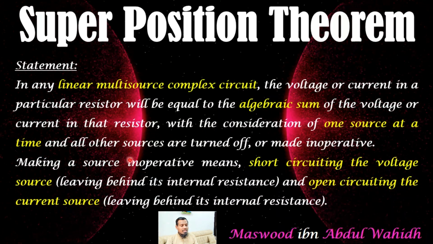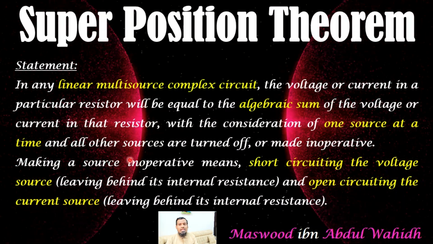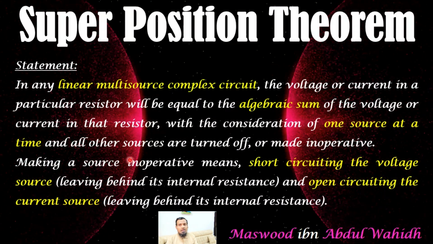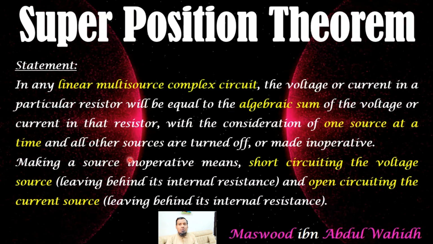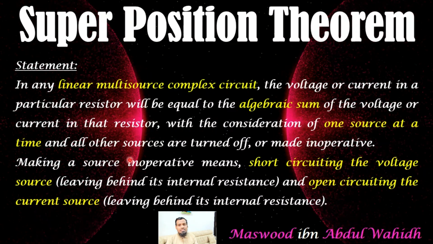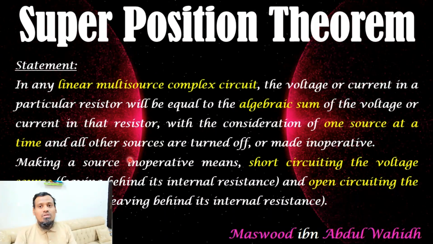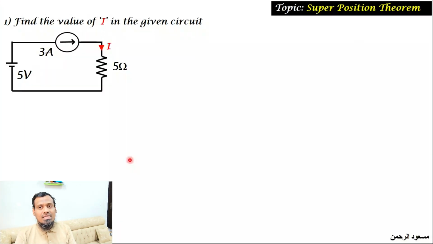The process of making inoperative means short circuiting the voltage sources, leaving behind their internal resistance, and open circuiting the current sources, leaving behind the internal resistance if it is given. We will take a circuit to discuss the essence of this theorem's statement.